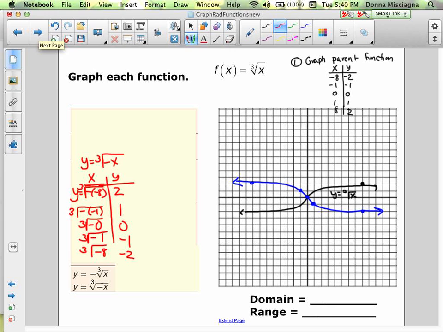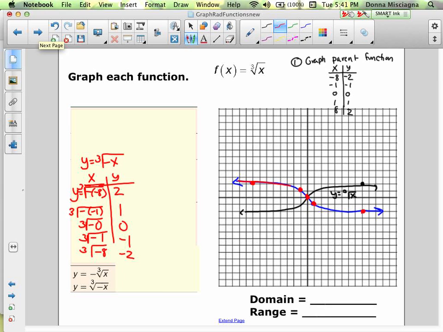All right, so we plugged in negative 8, and we got positive 2. And that's right there. Huh. Well, that kind of matches up, doesn't it? We plugged in negative 1, and we got 1. We plugged in 0, and we got 0. We plugged in 1, and we got negative 1. And then we plugged in 8, and we got negative 2. Now, isn't that interesting?